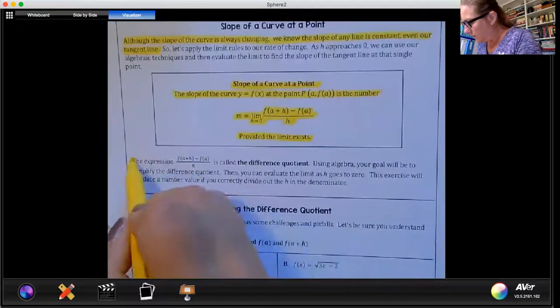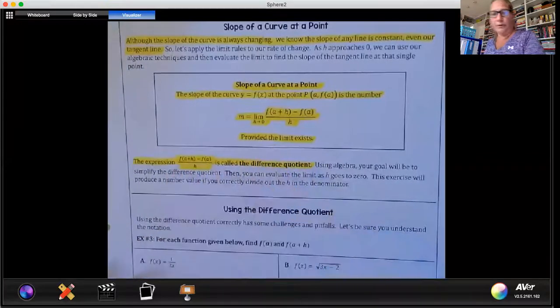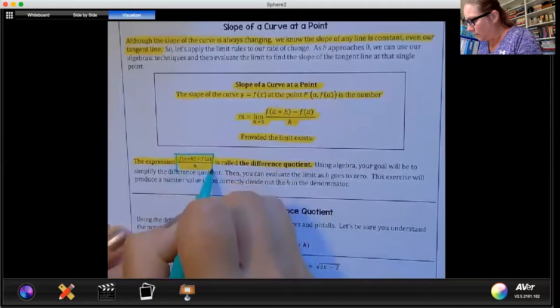This is called the difference quotient. So that is something that you will need to know. If your instructions say use the difference quotient to, you will need to know what formula they're talking about.